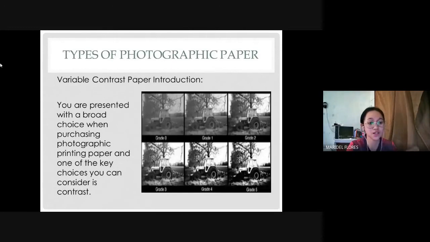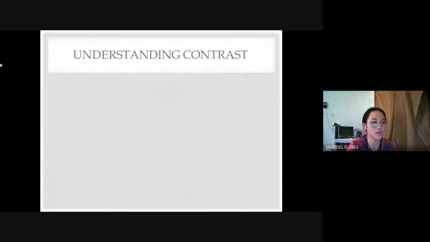So, another picture. This is an example of a graded contrast paper. I'm not really certain if variable contrast paper and graded contrast paper are the same, but I haven't seen any image that indicates an example of variable contrast paper. If I am wrong, please correct me and enlighten us. But anyway, now let's proceed to understanding contrast.